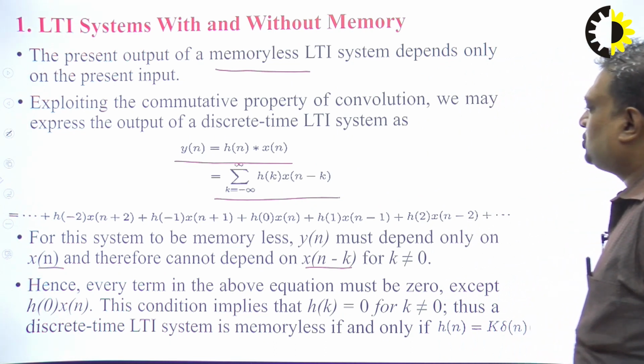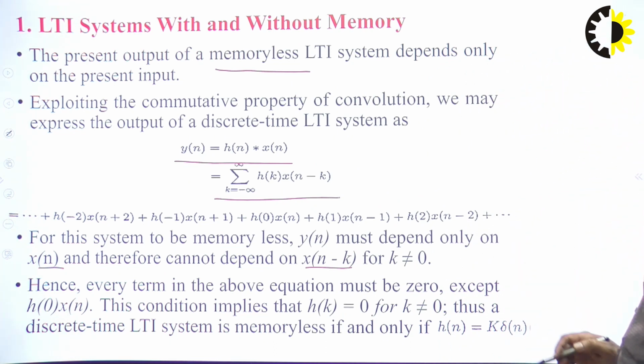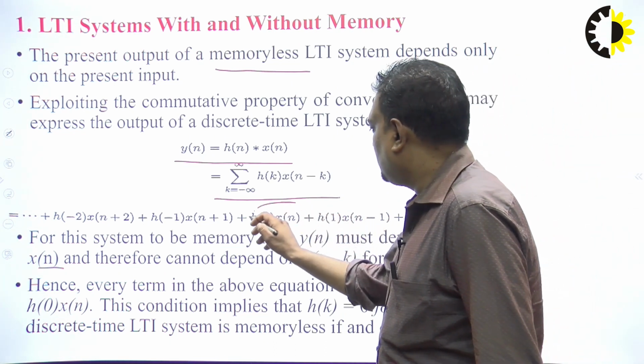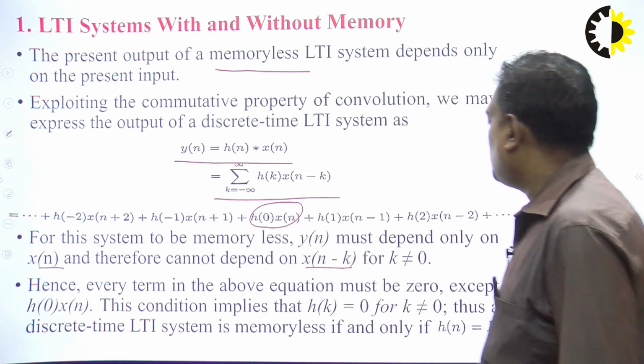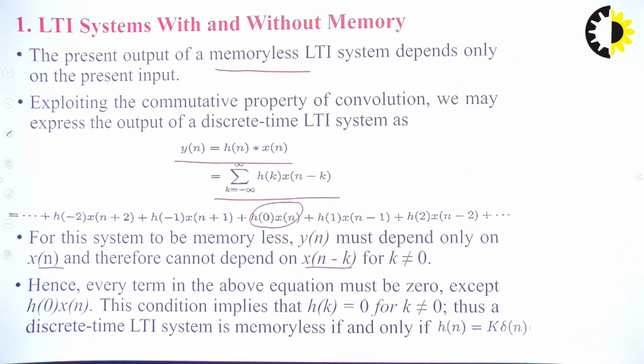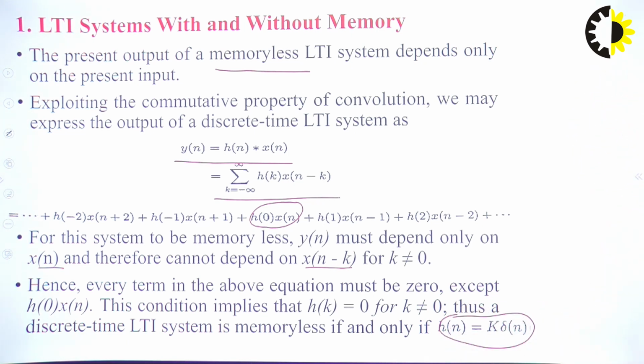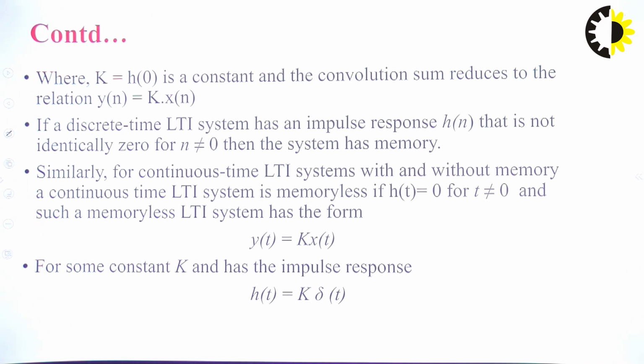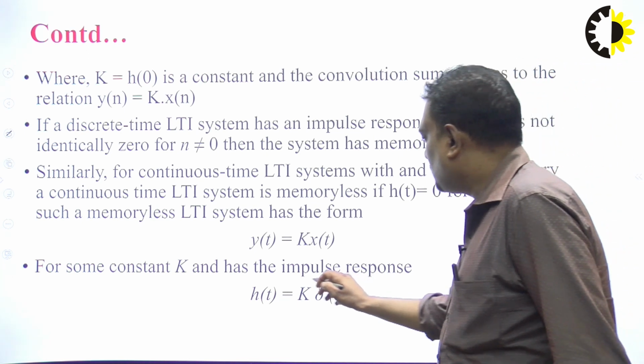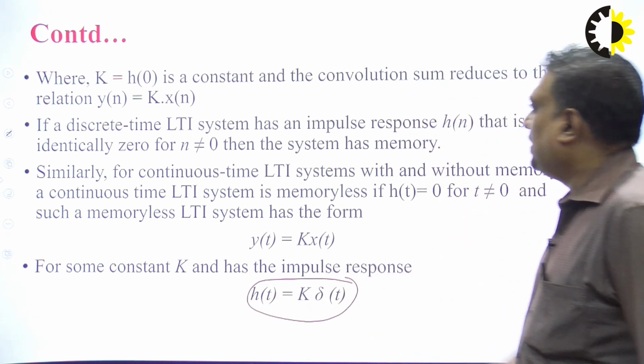Okay, so you can see this is only defined in this case where k is equal to 0. So when k equals 0, in that case only it is defined. So the condition for an LTI system to be memoryless is basically h[n] equals k delta[n], and correspondingly for a continuous-time system it is h(t) equals k times delta(t).